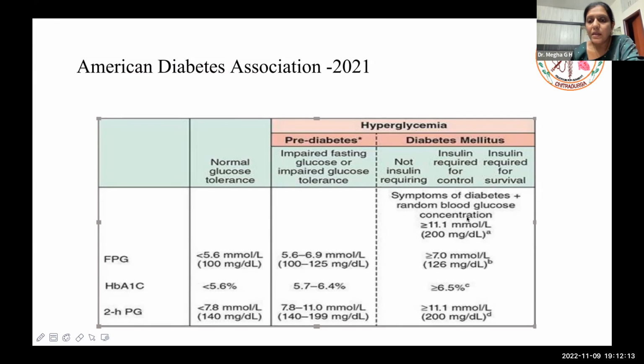Overt diabetes is decided when there are symptoms along with a plasma random blood glucose of more than 200 milligram per deciliter, a fasting blood glucose of more than 126 milligram per deciliter, glycosylated hemoglobin of more than 6.5%, or a 2-hour postprandial of more than 200 milligram per deciliter.